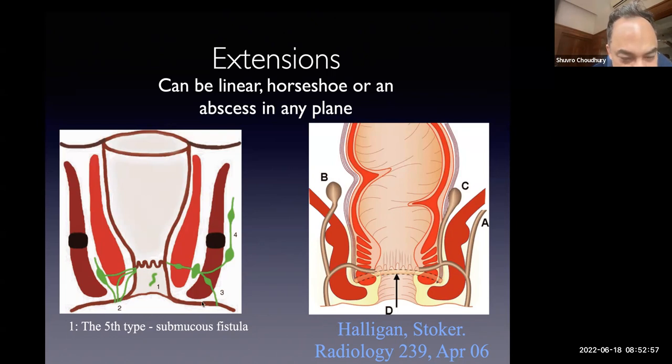But I want to show you this: you can have a transsphincteric fistula, let's say, opening here. Then a horseshoe going back like this into the intersphincteric plane, and then from this point here coming down. So your external opening is one on the right, one on the left.